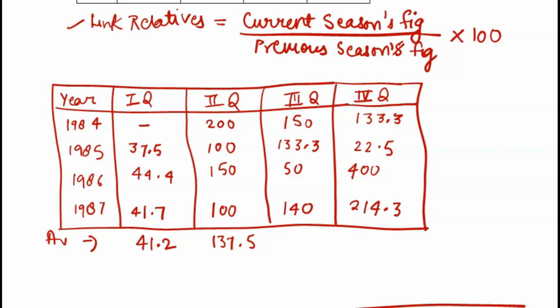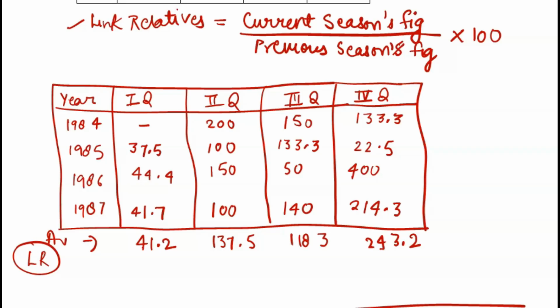Like this we will find it out for the third quarter. So third quarter 118.3 and fourth quarter 243.2. Okay. So this is the average of these link relative values that we have calculated. First part, link relatives we have to find out. Formula is current season's figure by previous season's figure multiplied by 100. Then this average we will find out: however many values we have added, divided by that number only, that is the average.